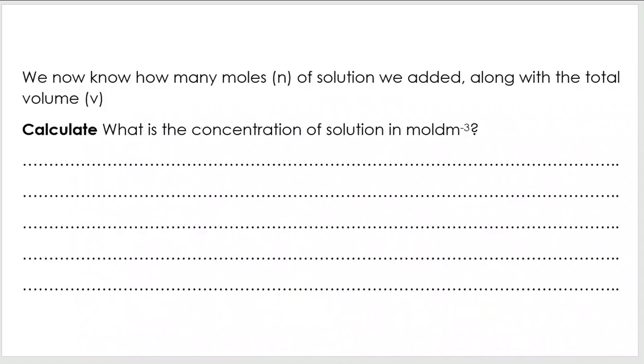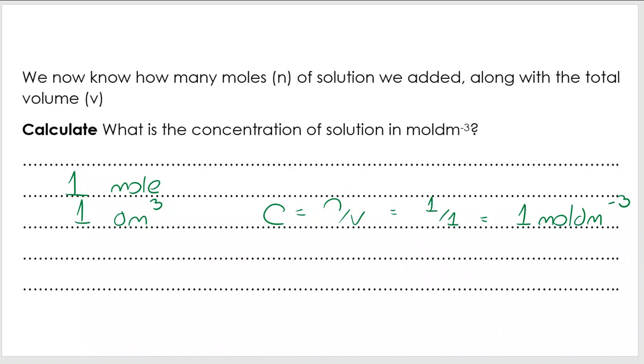So what would the concentration therefore be in moles per decimeter cubed rather than grams per decimeter cubed? Well, we've just established that there is 1 mole and we dissolved it in 1 decimeter cubed. Concentration is number of moles divided by volume. That's 1 over 1. So 40 grams per decimeter cubed sodium hydroxide is 1 mole per decimeter cubed.